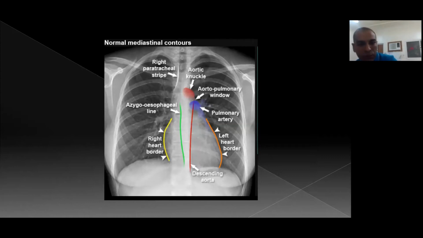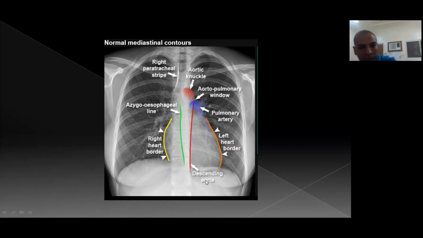Now we will shift to the mediastinum. Before we discuss it, because I think this is one of the most crucial parts of our lecture, we should identify, as we discussed before, this trachea, and this right paratracheal strip should be clear. We should see the aortic knuckle and the descending aorta. This red line is the left cardiac border, and we have here the pulmonary artery, the right cardiac border, and the azygoesophageal line.